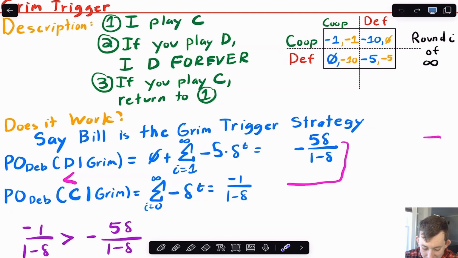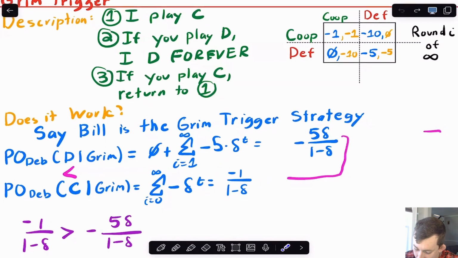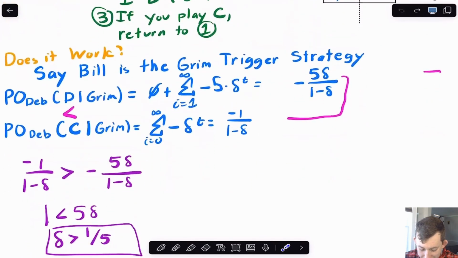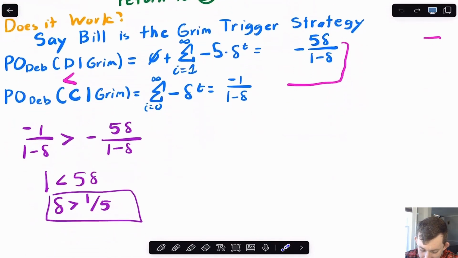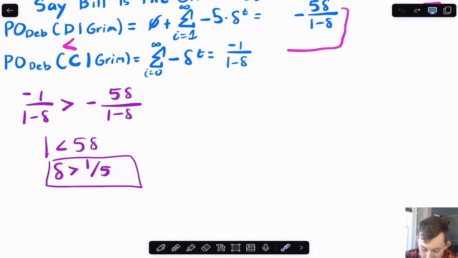But notice that if she does not defect in round 1, if she chooses to cooperate in every round, she's just going to get 1 year in prison in each round, which using our geometric series rule, we get minus 1 over 1 minus delta. For this to work, this payoff needs to be better than this payoff, so we can just set it up and solve it mathematically, and we're going to get that delta has got to be greater than 1/5, which is a pretty low delta.